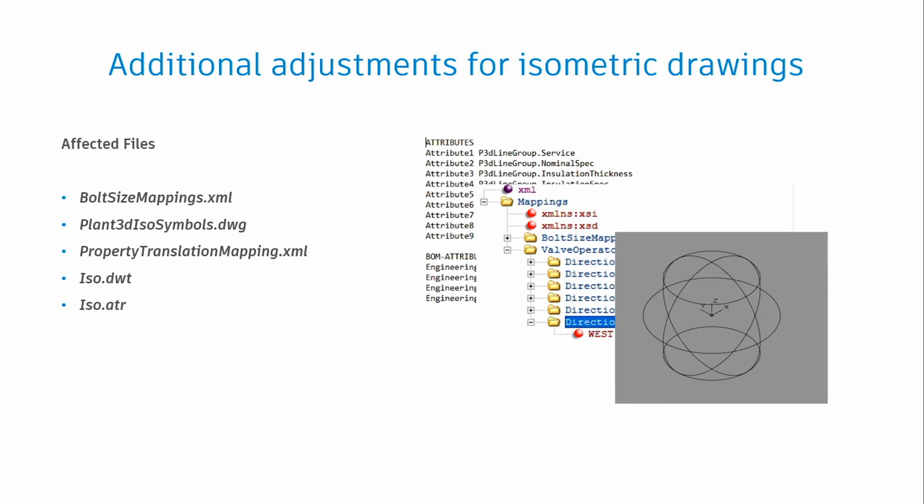In the handout, there are some more tasks which you can try to solve on your own. Also look into the old AU class with a lot more tasks to train yourself. Let us move to the next learning objective, additional adjustments for isometric drawings. I'm talking about the isometric project files, bolt size mapping XML, plan 3D ISO symbols drawing, and property translation mapping XML. Also about the isometric style files ISO-ATR and ISO-DWT.